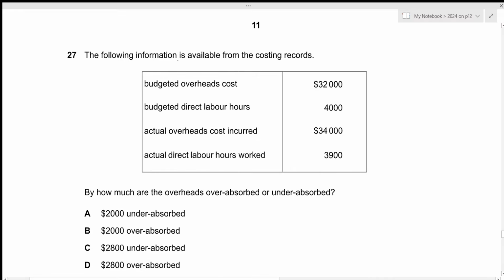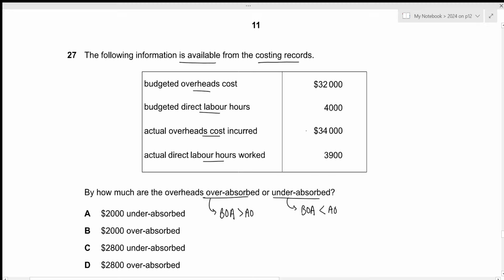The following information is available from the costing records. We have the budgeted overhead cost, budgeted direct labor hours, actual overhead cost incurred, and the actual direct labor hours worked. By how much are the overheads overabsorbed or underabsorbed? The criteria for overabsorption is that the overheads absorbed will be higher than the actual overheads, and the criteria for underabsorption is that the overheads absorbed will be lower than the actual overheads.